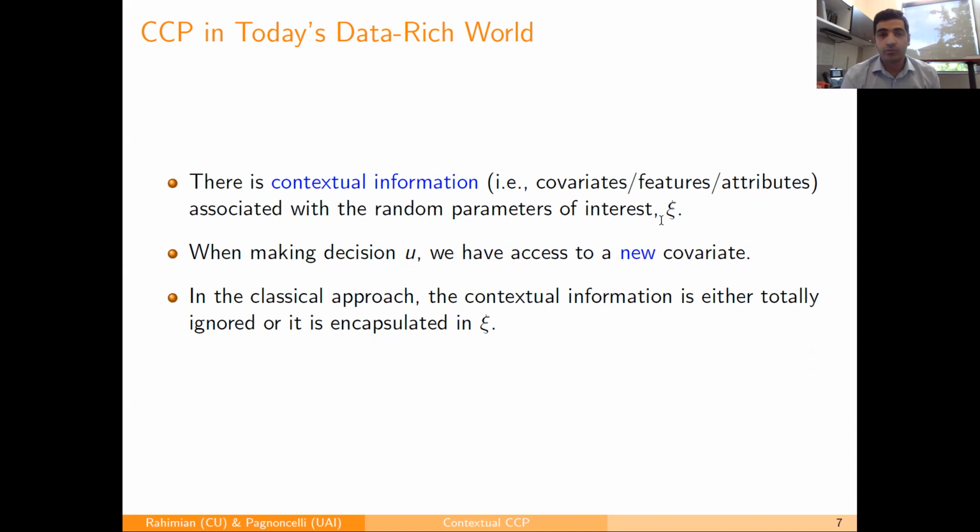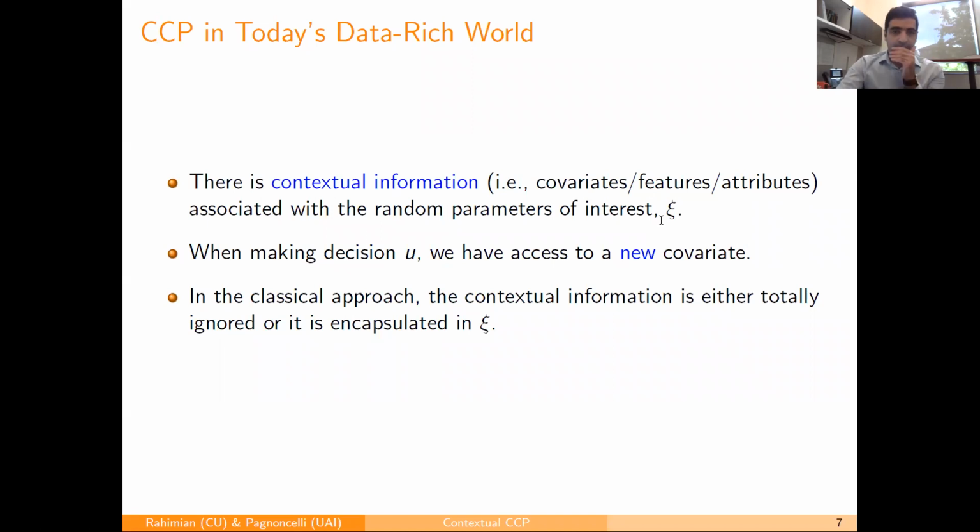And this is something that not only you are collecting, but also at the time of decision making, you would have access to that information. Perhaps you would have access to new observations of these features, and perhaps you can use that information at the time of decision making. In the classical chance constraint program, this contextual information is either totally ignored or it is encapsulated in the psi by just enlarging the dimension of the random variables, just attaching psi to the covariates and just following the path of classical stochastic programs over an augmented random variable.